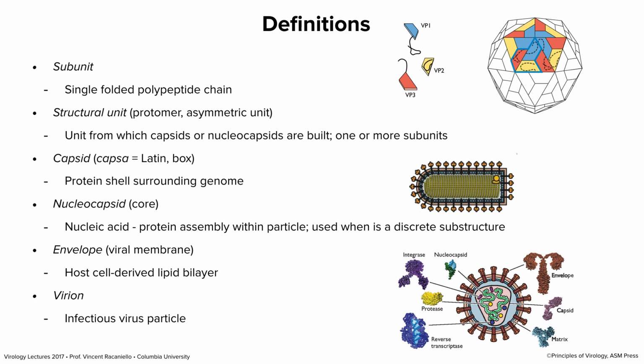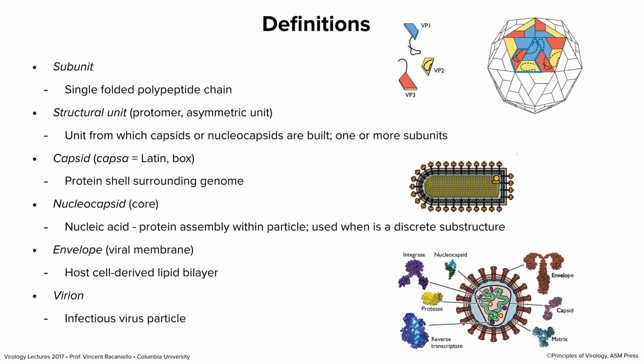Now, as we talk about structure of viruses, there are words I'm going to use. And again, I want to make sure you understand what I'm talking about. So here is a list of definitions. And we start with subunit. When I talk about the subunit of a virus particle, I'm talking about a single polypeptide chain.